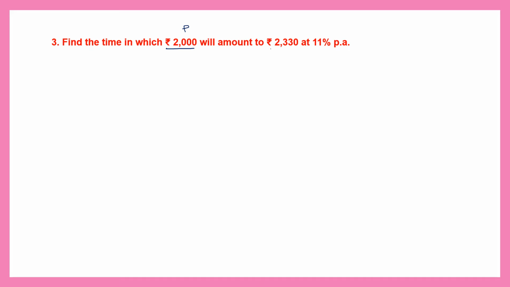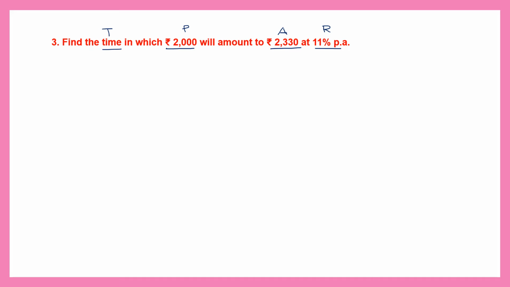So what will this amount be? Now the principal has become this. That means this is the final amount. This is the final amount. 2000 is the principal. 2330 is the amount and this is the rate of interest. Now we have to find the time.